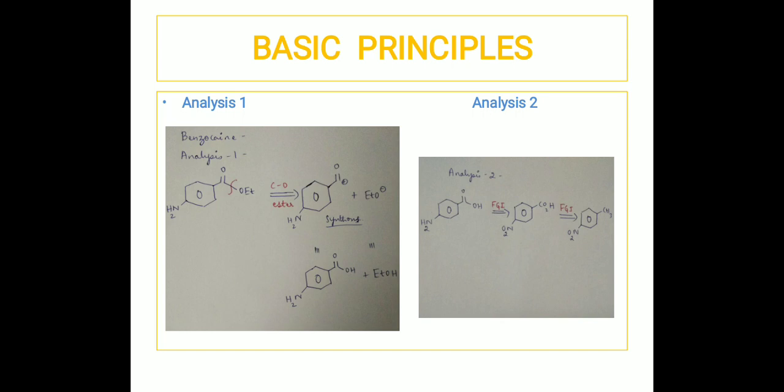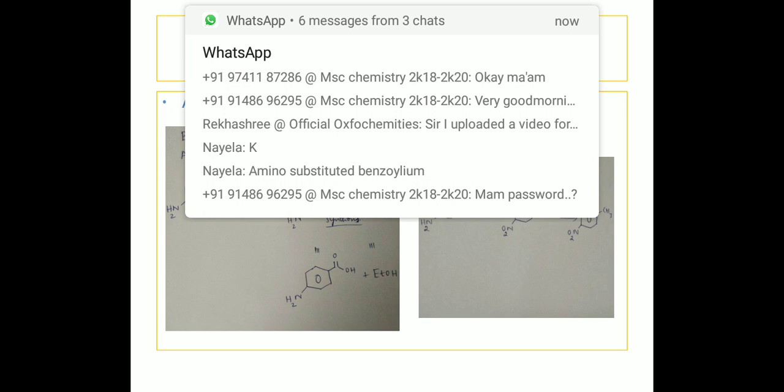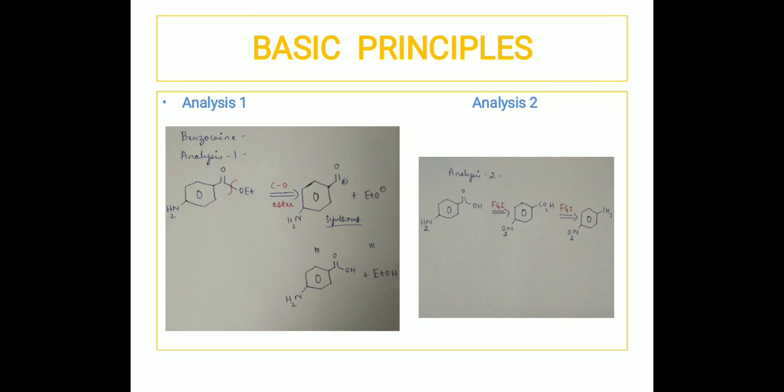So the synthetic equivalents are going to be PABA, that is para-aminobenzoic acid, and ethanol, EtOH, which are the suitable synthetic equivalents for the above synthons. This is analysis 1. Next, moving on to analysis 2.